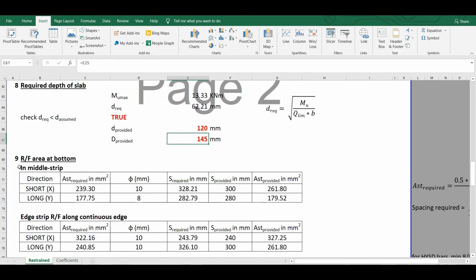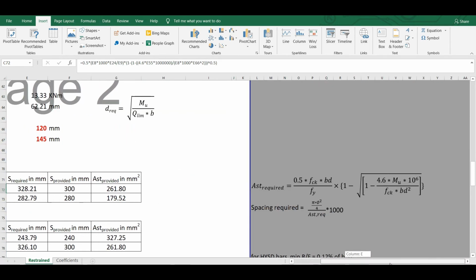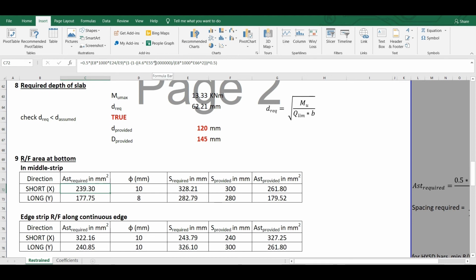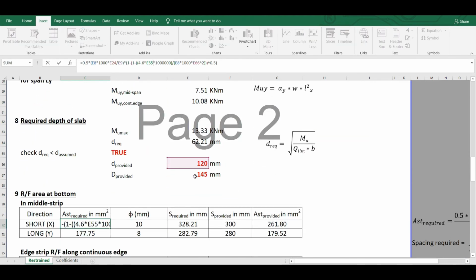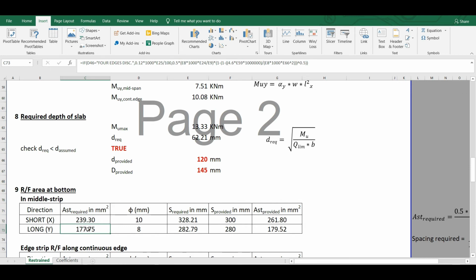Now, as usual, we will provide the reinforcement, first the reinforcement in the middle strip. For that we will calculate the Ast required in the middle strip, which is given by this formula: 0.5 fck b d by fy into 1 minus square root of 1 minus 4.6 Mu by fck b d squared. Here we will use the Mu at mid span for the shorter direction in this formula. Similarly, we will calculate the mid span reinforcement for the longer direction. In this case we will use the bending moment for the longer span.